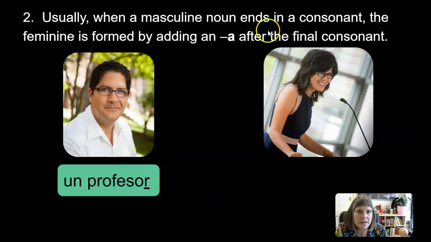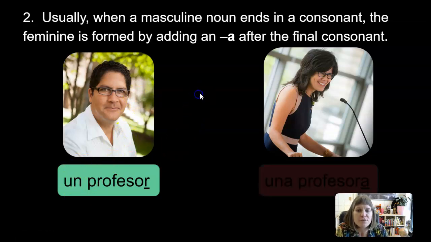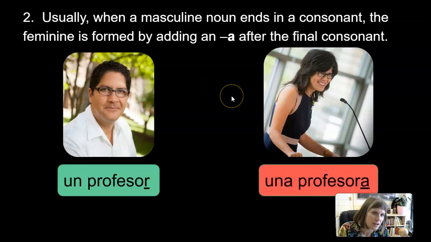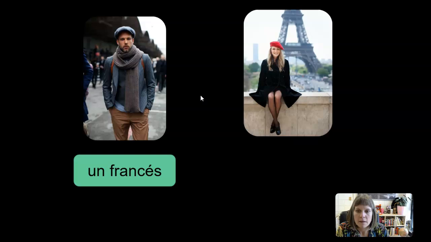Usually when a masculine noun ends in a consonant, the feminine is formed by adding an A after the final consonant. So un profesor. If we're going to make this femenina, we need to make the un feminine and the profesor feminine. So it would be una profesora. Un francés. La femenina.